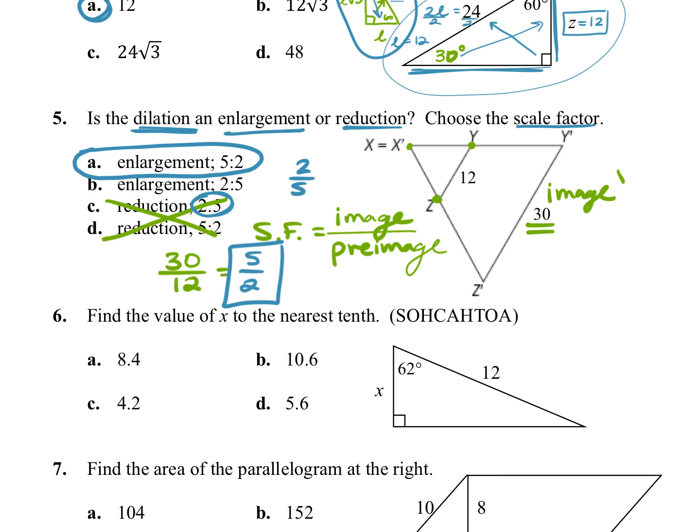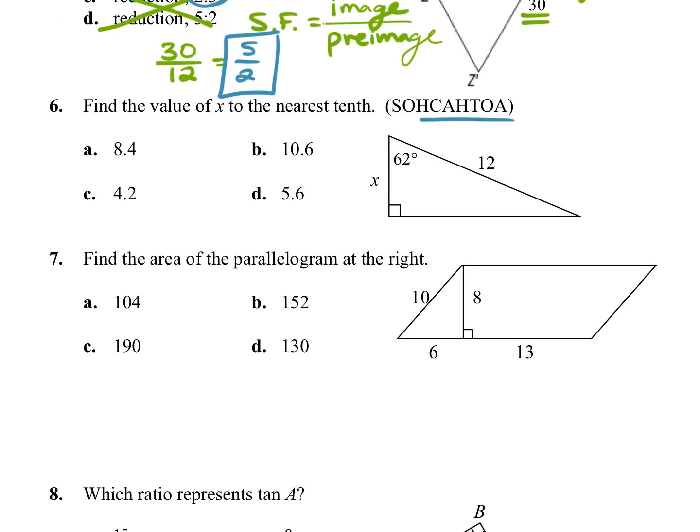So an enlargement, I'll just remember that on the test. Here's the other thing, guys. If it's an enlargement, it's supposed to be a number bigger than 1, right? So you should be able to rule this one out without even knowing any of the other information. So if it's an enlargement, automatically it's the bigger number over the smaller number. If it's a reduction, it's the smaller number over the bigger number.